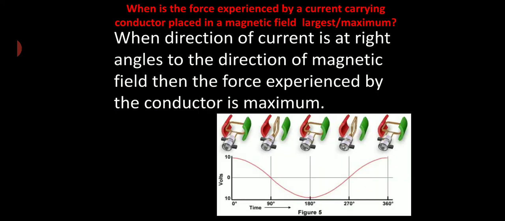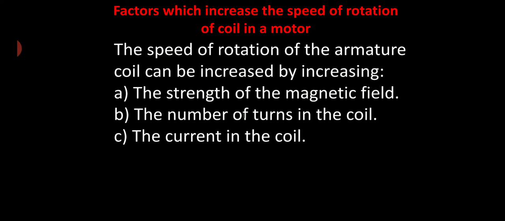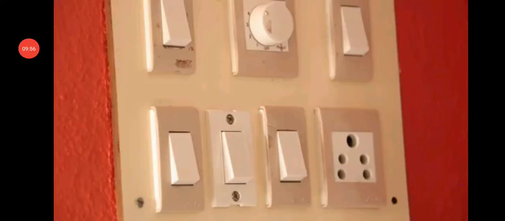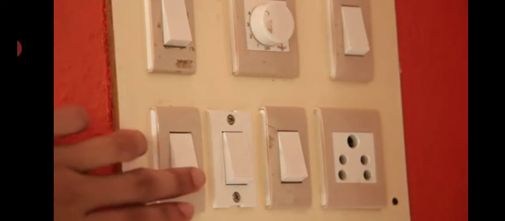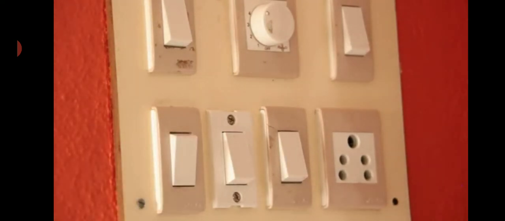Now let's see the working of DC motor, how it works, through the video. Understand the working of DC motor through this video, and this is an important part. When I turn on this switch, an electric current starts running and our fan spins. Such devices which convert electricity into rotation, we call the electric motor.